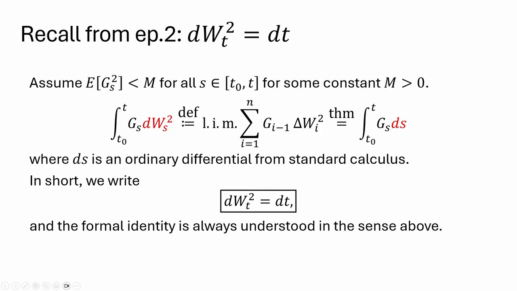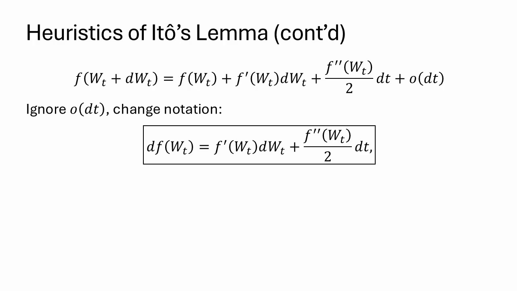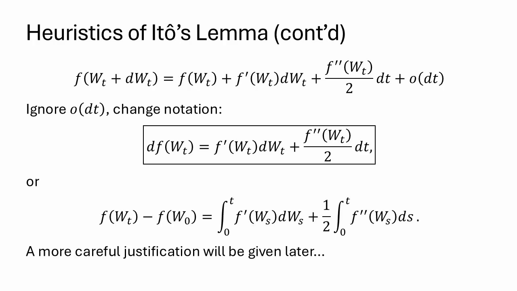In episode 2, we stressed that this formal relation is always understood in the integral sense. That is, the integral of gs dws squared is defined as the mean square limit of the sum of g_{i-1} delta wi squared. And it can be shown that this mean square limit equals the integral of gs ds. And this is what we mean by dwt squared equals dt. Rearranging, we write f of wt plus dwt minus f of wt as df of wt. And then we drop the higher order term in dt, and we get the differential form of the Ito's lemma. And the integral version then follows.